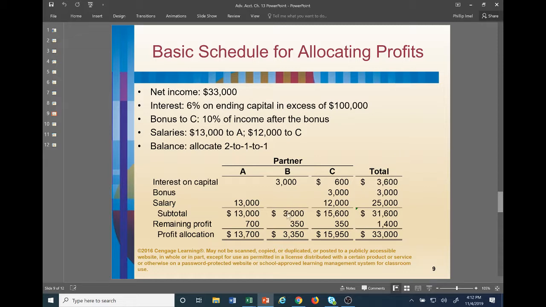And then once again, we just add up the subtotal with the remaining profit for each of the relative partners, A, B, and C, and it gives us the profit allocation between the three partners, and ultimately the total of $33,000. So that's the basic schedule for allocating the profits, using multiple bases of allocation, meaning based upon interest, the bonus, salaries, and that other remaining profit.